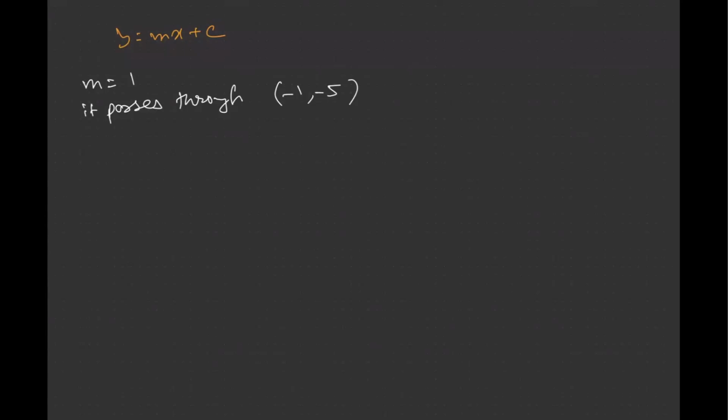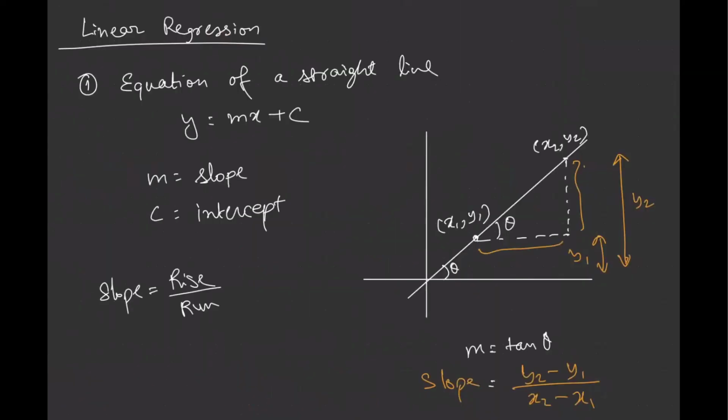So I'm going to first put x, which is, I'm going to put 1, and then I'm going to put -1 here. I'm going to determine what c is. Y is -5. Okay. So what is c? -4, right? So if I put here y equal to m is 1, so it will be x and then -4. This, right? So this is how you can get the equation of a line. Okay, are you guys clear till here?